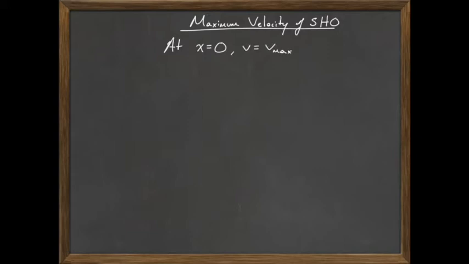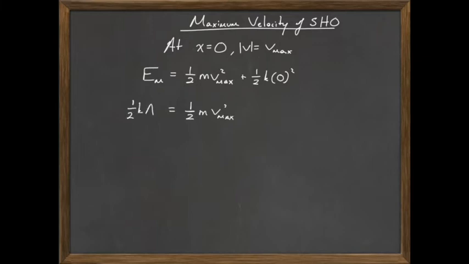So let's set up our mechanical energy equation. Total mechanical energy is the sum of your kinetic and potential. So the kinetic, 1/2 mass times the maximum velocity squared, plus the potential, 1/2 the spring constant times the displacement, which is 0 because you're at equilibrium. So our only energy then is in the form of kinetic. But we discovered on the previous slide that the total energy is half of the spring constant times the amplitude squared. And since it's constant, that means our kinetic must equal this total energy.